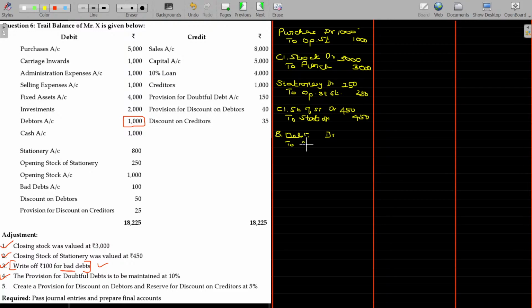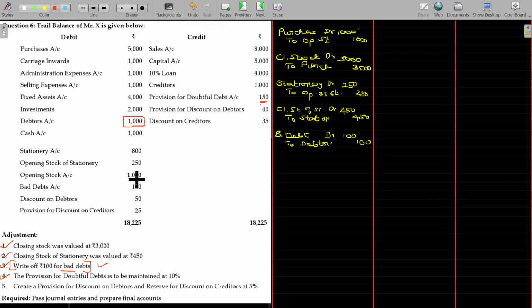To debtors account, this value being 100. The next entry being this bad debt should be adjusted in the PDD account if we have the PDD. Do we have the PDD? Of course, we have the provision for discount on debtors. Provision for doubtful debts is 150.